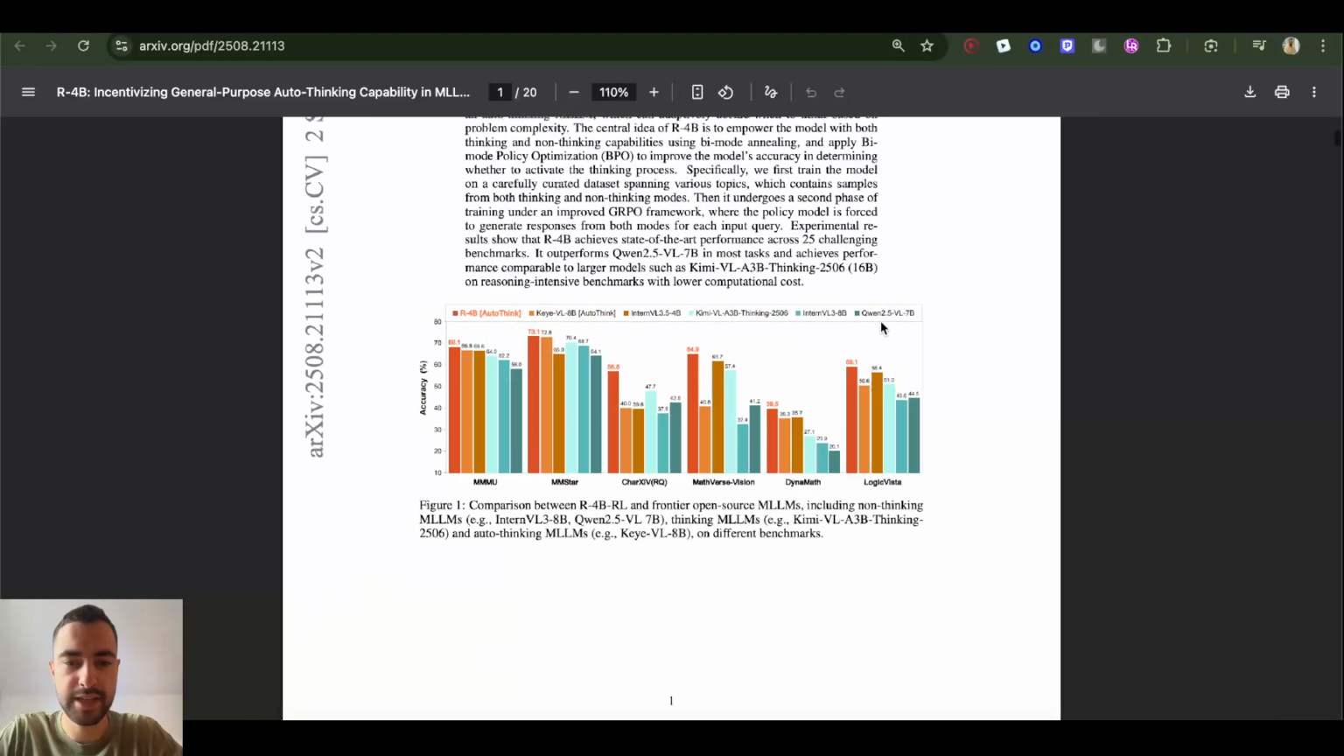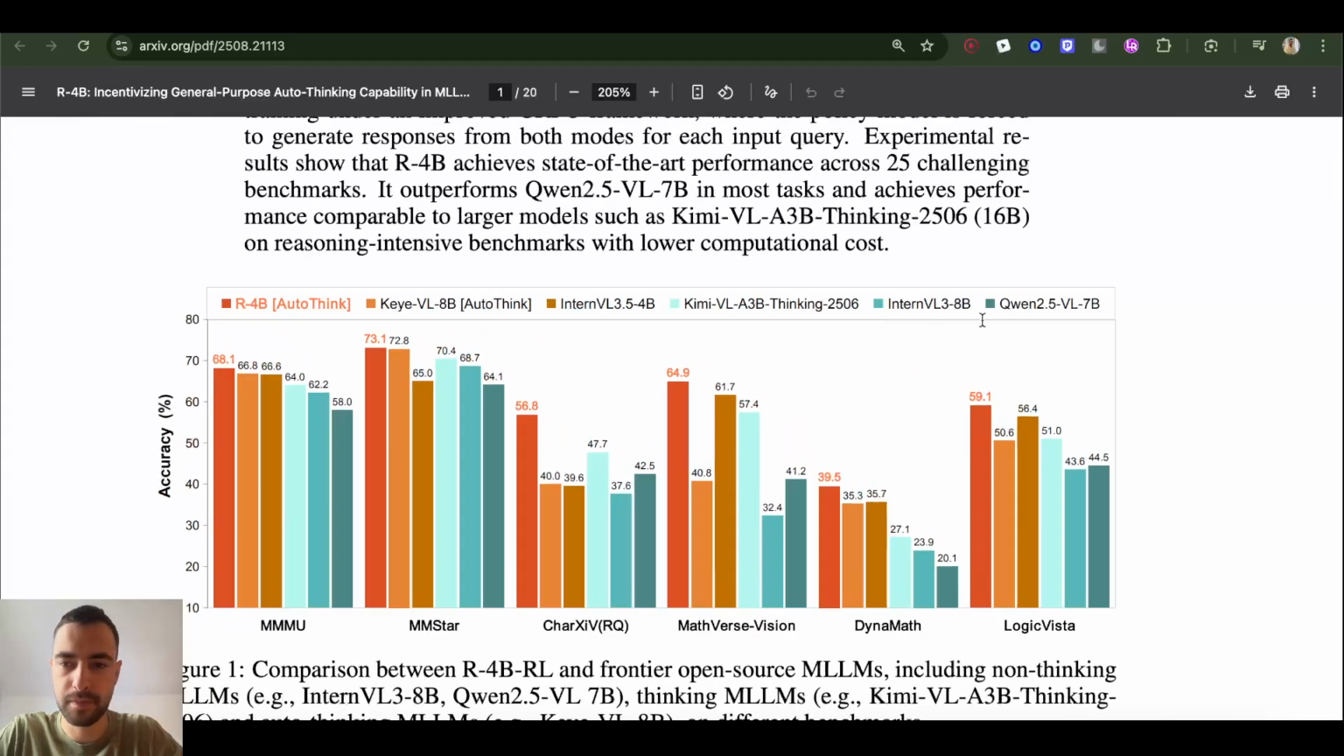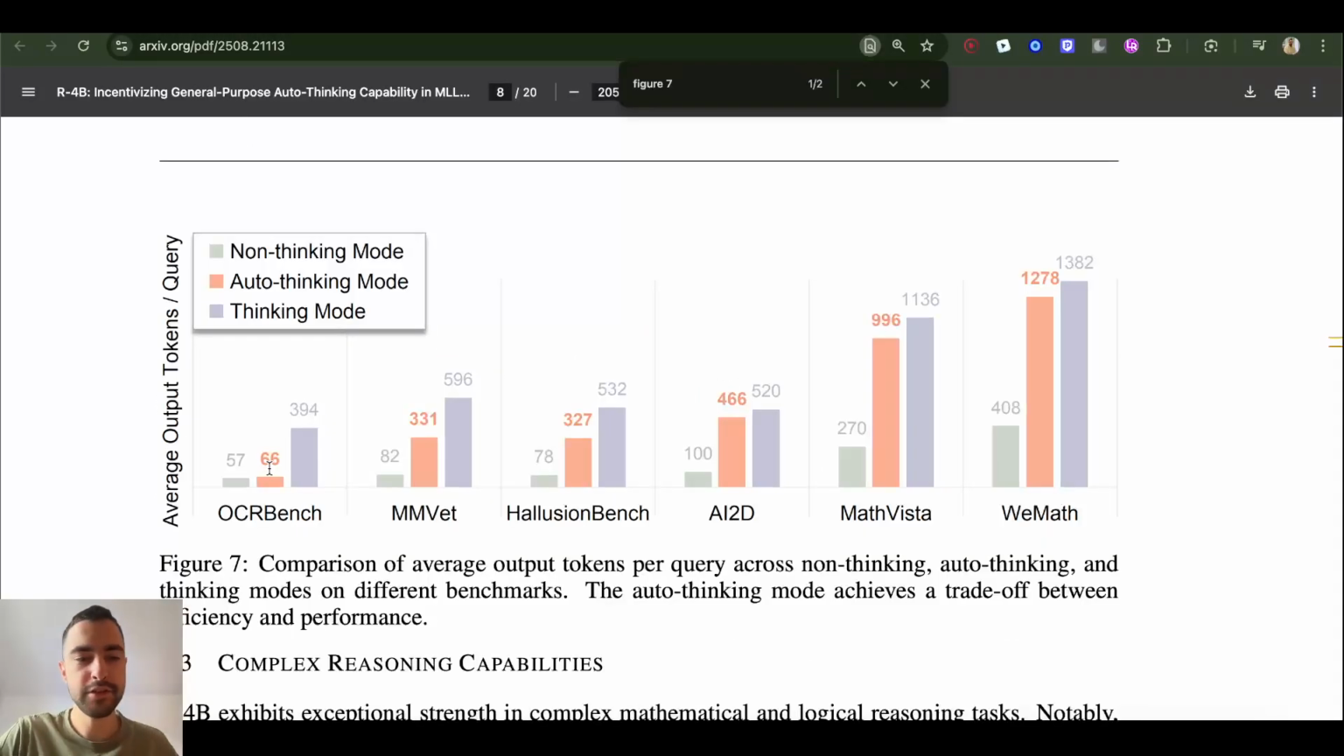We see here it outperforms Qwen 2.5 VL 7 billion parameters, and outperforms some other models as well. Here you see how only thinking mode has a lot more tokens than auto thinking. And so this is deciding if it should use fewer tokens, just like the non-thinking mode, if it's easy, or use more tokens like thinking mode, if the questions are hard.